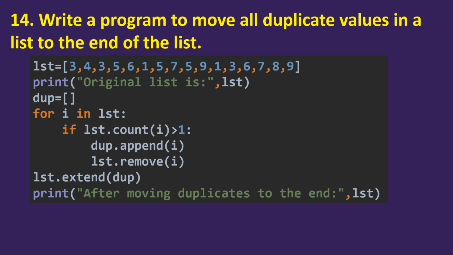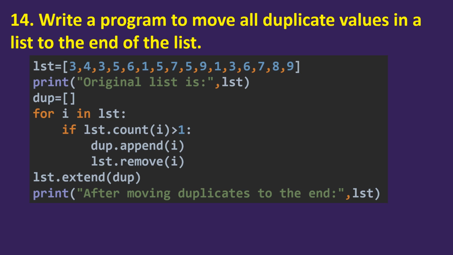So we will take a for loop, for i in lst. If lst.count of i is greater than 1, that means if any item is occurring more than one time, then just append that item in the list DUP and remove that item from the list LST. Like this the loop will continue. Then at the end of this loop, LST will have only the unique elements and DUP will have the duplicate entries.